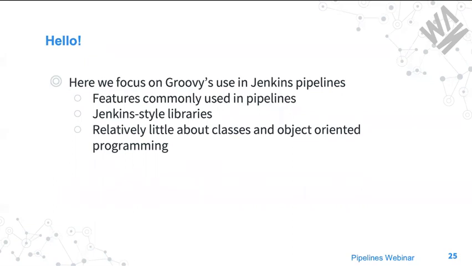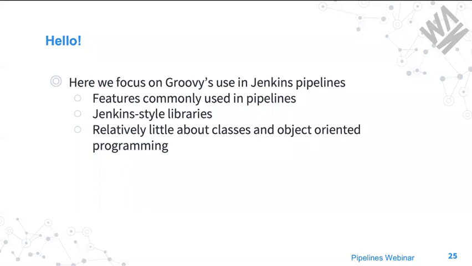Now, there are features that are commonly used in pipelines. There are features that we use inside libraries that we use in Jenkins. In the course, and certainly in this material, we don't really talk much about classes and object-oriented programming. And there's actually a whole raft of things that, for various technical reasons, don't really work inside Jenkins. There are certain Groovy features that, for reasons that I can't go into here, just aren't available. So you work with a subset of Groovy.